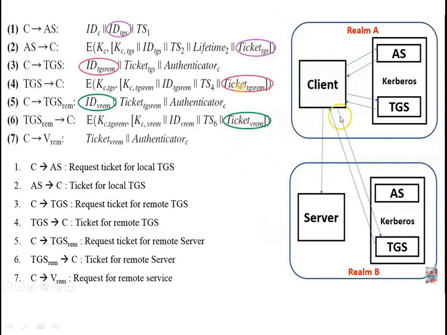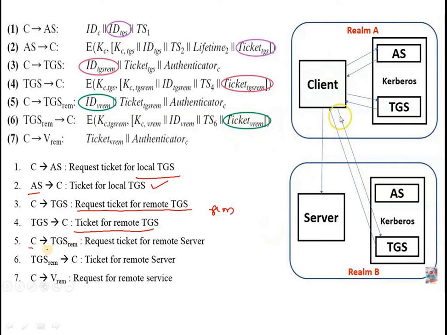So in the first step, the client will request the ticket for the local TGS. In the second step, the authentication server will provide that local TGS ticket to the client. In the third step, this client will communicate with the local TGS. It will send that ticket which is generated by AS to the TGS. The TGS will decrypt that ticket and generate its own ticket, a remote ticket, that will be shared with the client. So this remote ticket means now this client can communicate with the other TGS which is present in the other realm.